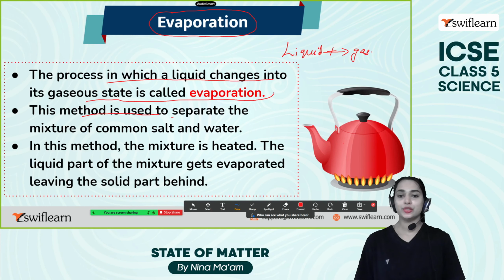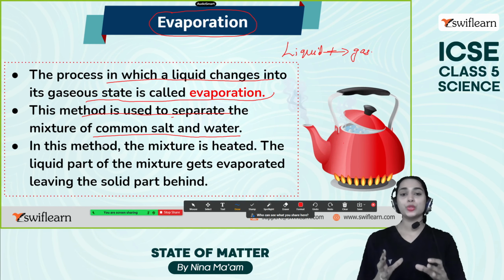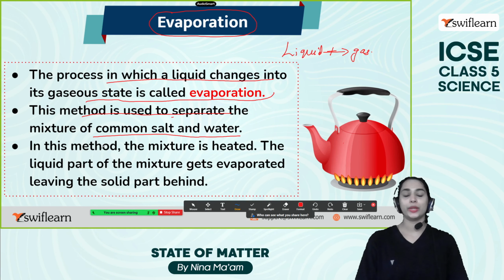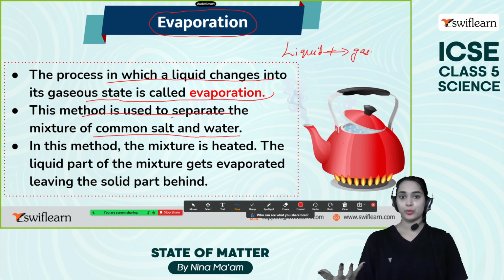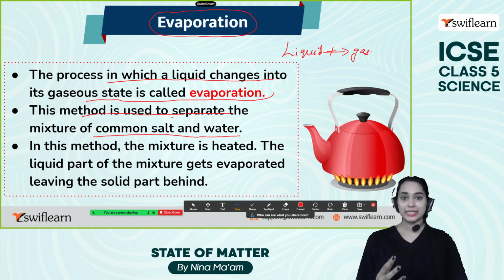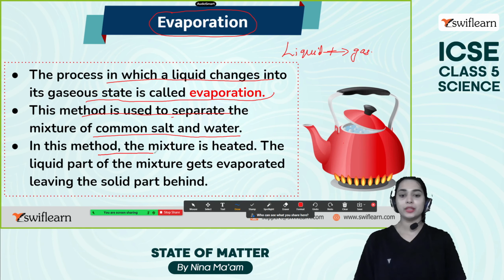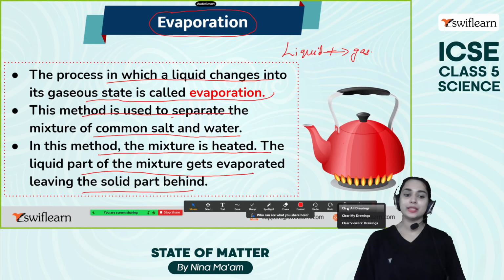And this method is used to separate the mixture of common salt and water. We can collect salt water from the sea, and when we boil it, the evaporation will take place. So the water content will change into gaseous form, such as evaporated, and the salt will remain within the bottle itself. And that is how we are separating the salt and water. In this method, the mixture is heated, the liquid part of the mixture gets evaporated, leaving the solid part behind. Yes, alright, that is known as evaporation.